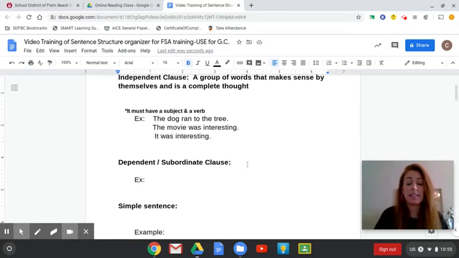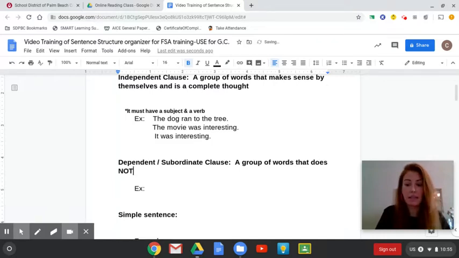Okay, so what is a dependent clause? If an independent clause is one that makes sense by itself, what do you think a dependent clause is? A dependent clause is a clause meaning a group of words that does not make sense by itself. It is an incomplete thought. So let's put that down. A group of words that does not make sense by themselves. So, let's put it's an incomplete thought.